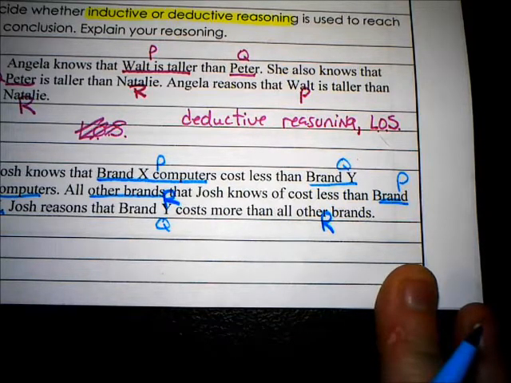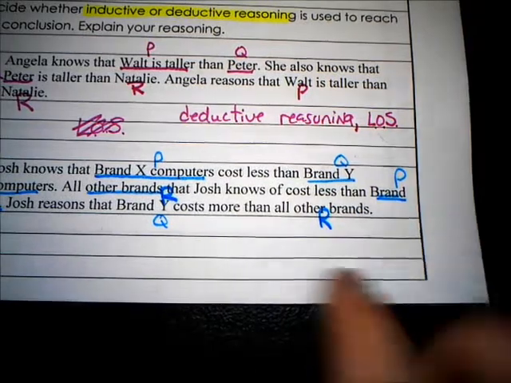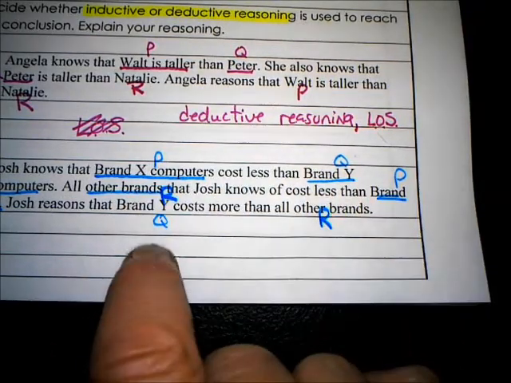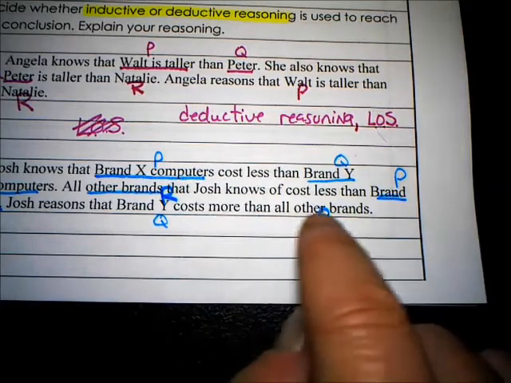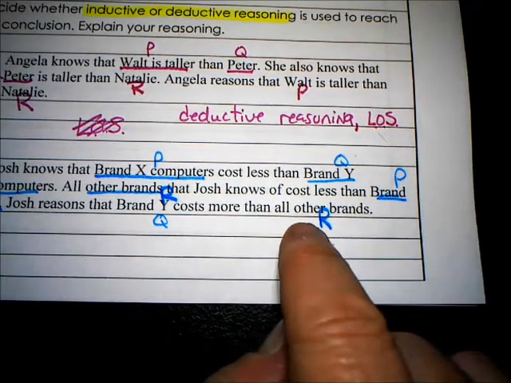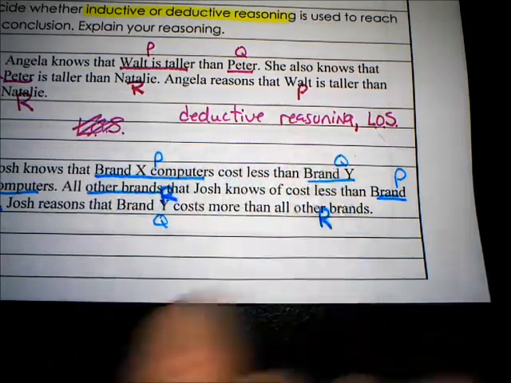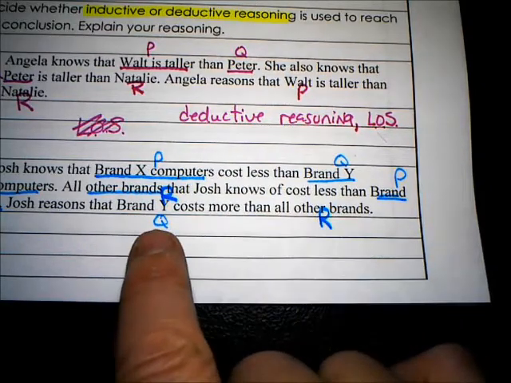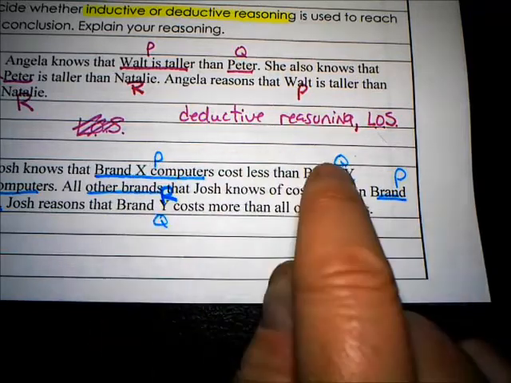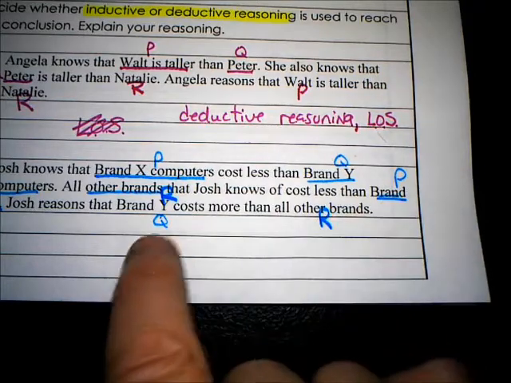Alright, looking at this logic, X costs less than Y. Everything else costs less than X. Therefore, Y costs more than everything else. That's kind of twisted around. Does it work? No, I do not believe it does, because P implies Q, R implies P, and then it says Q implies R. That is not our pattern at all.